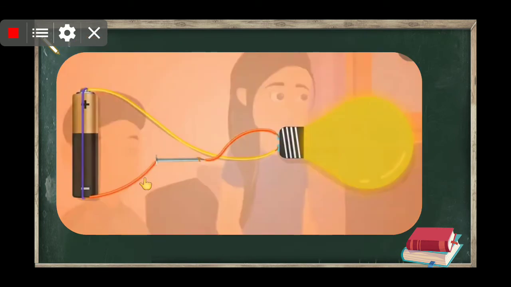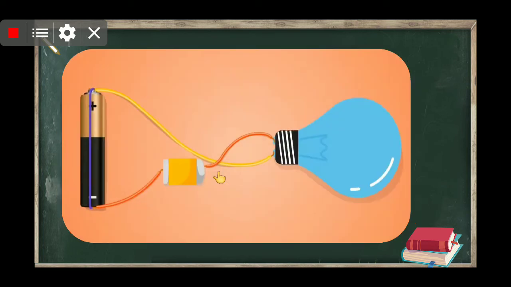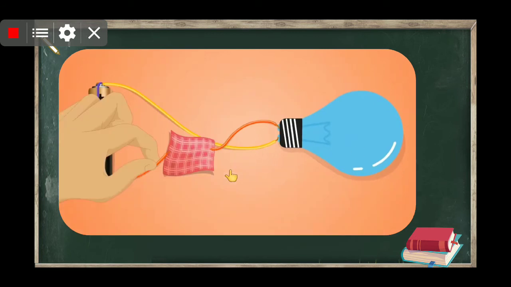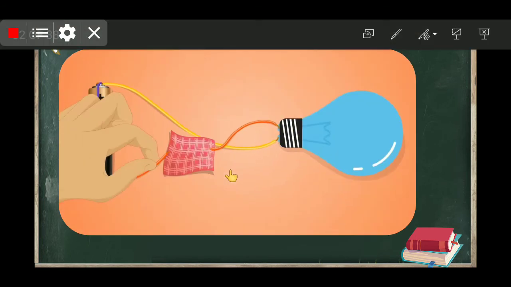Now I'll show you that when I have attached the nail, the bulb is glowing. When I have attached the rubber, the circuit breaks, as the eraser will not allow the charge to pass through the circuit. As you can see in the circuit, if I have attached a cloth, the bulb will not glow because the charge will not flow, and here the circuit is broken.